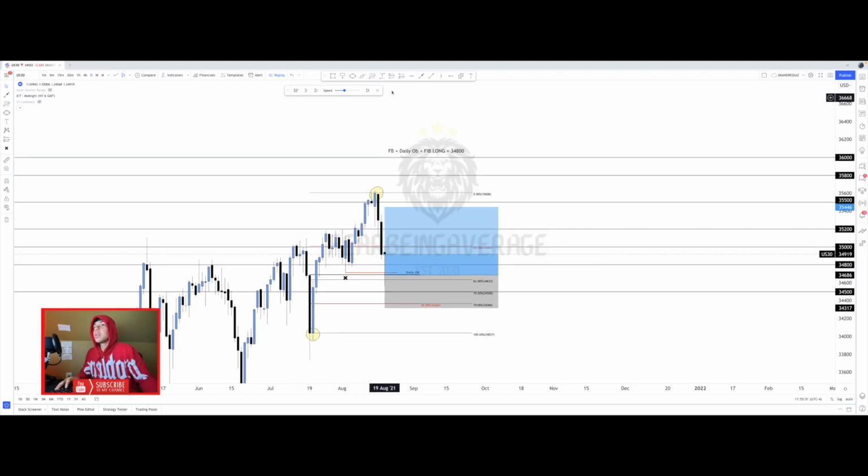So from here, what would you be targeting? You could target this other order block we have up here, which is also a daily order block, but this is a daily bearish order block.